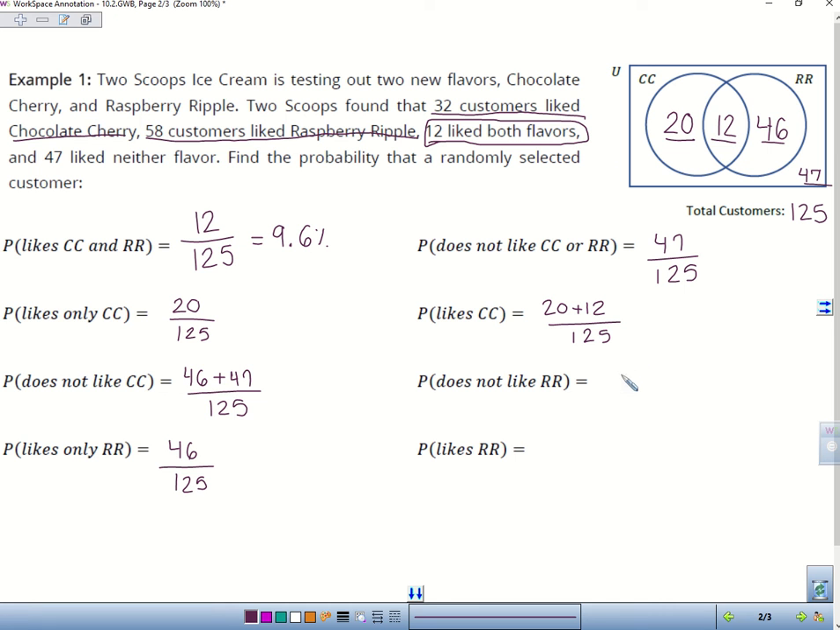67. Good. We have the 20 people who only like the chocolate cherry exclusively, plus the 47 people who liked neither flavor. And then lastly, how many people in general like the Raspberry Ripple? 58. Good. Alright, so how does everybody feel about this slide? Does everybody understand where those numbers came from? Yeah. Understand the logic between only liking something versus just liking it in general?